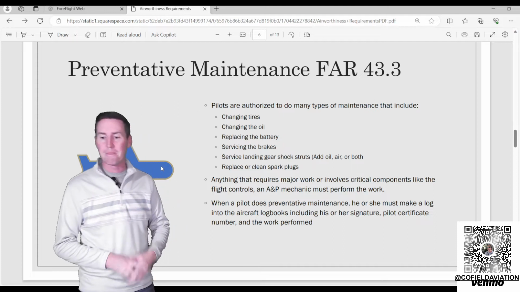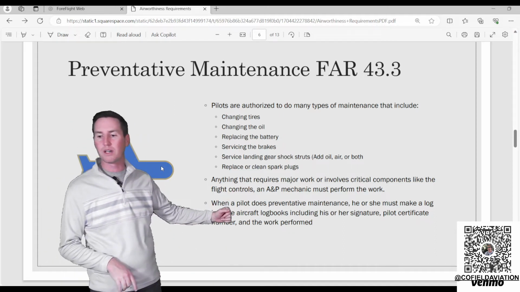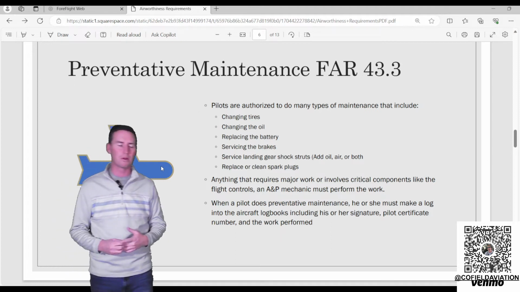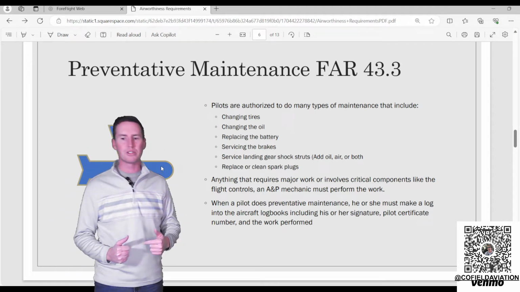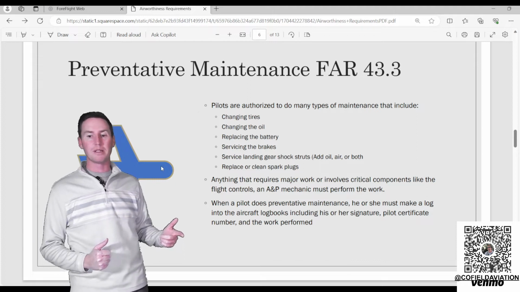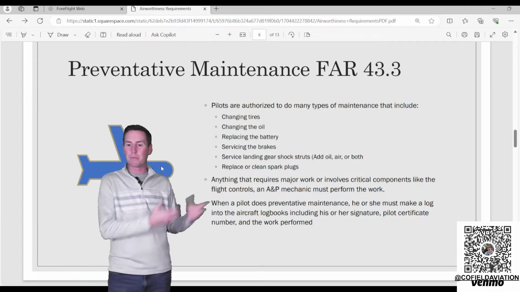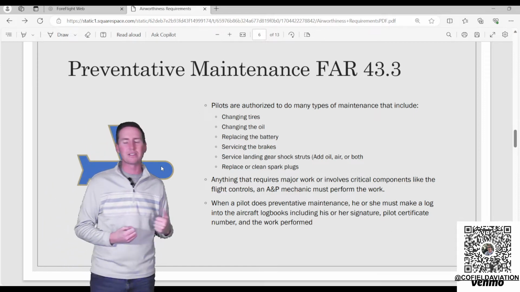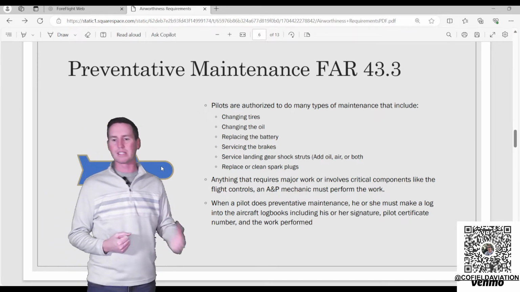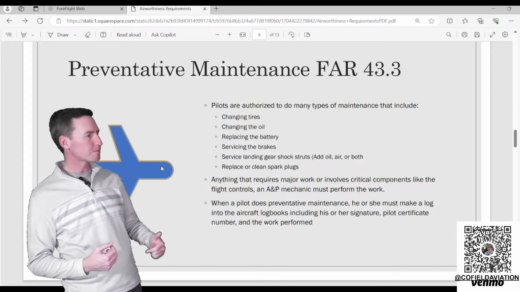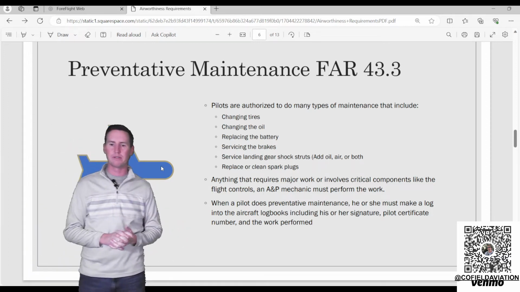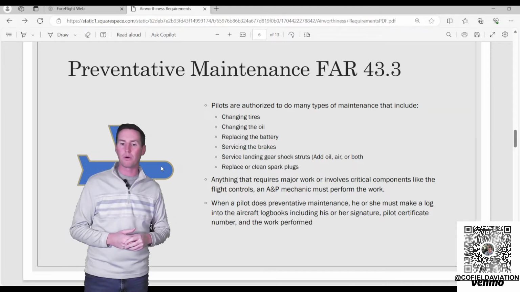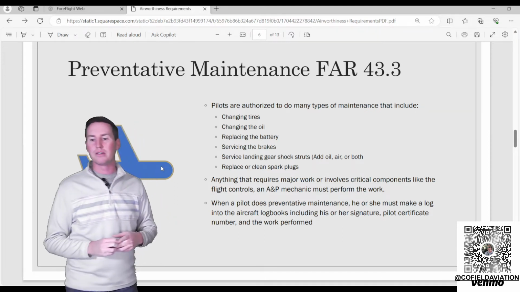But anything that requires major work or involves critical components like the flight controls, an A&P mechanic must do the work. Think about it: if you needed to change the alternator belt in a 172, you have to pull the prop off to do that. Do you think you can go and pull the prop off? No, it's a lot different than pulling a tire off, right? So an A&P mechanic would have to do that work. However, if you do want to change your own oil, then just go ahead.